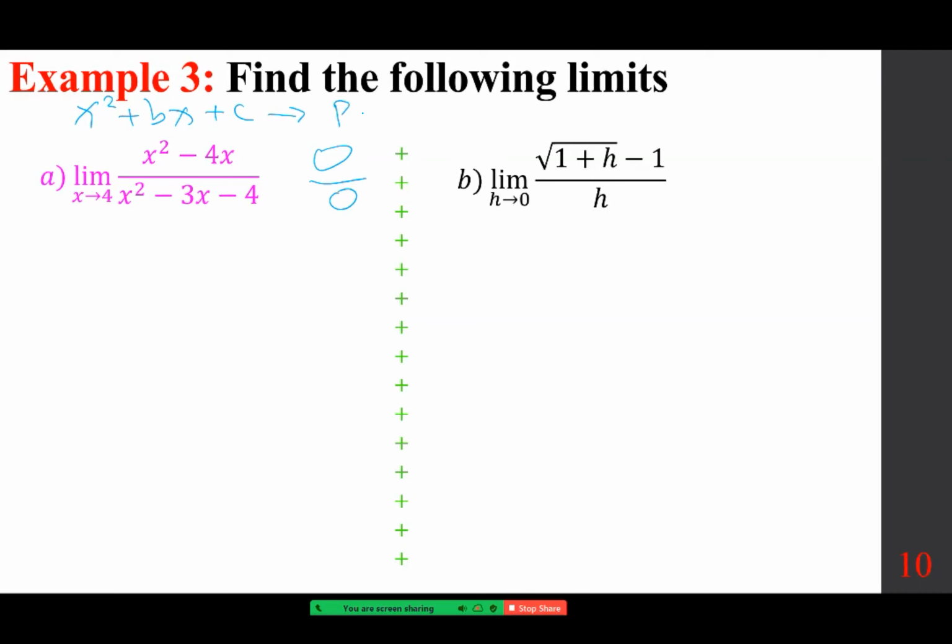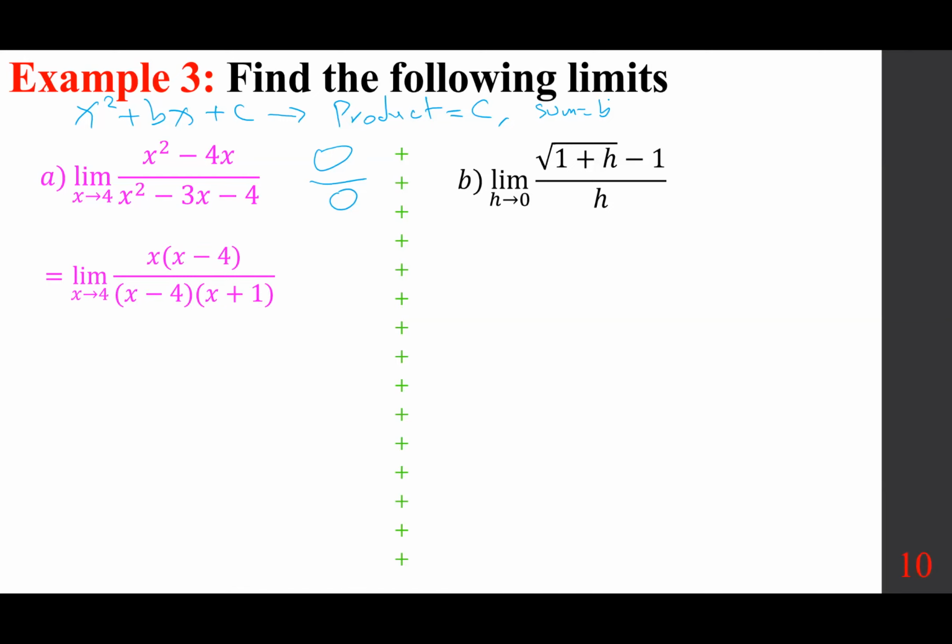The product is c, in this case is -4. The sum is b, in this case is -3. Now, what I want to add is this. First, here's the factored format. The top, x comes out times x minus 4. The bottom is x minus 4 times x plus 1.